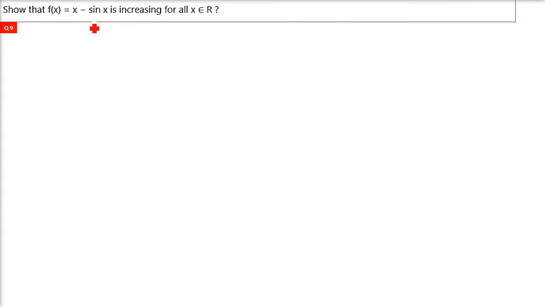Now show that f(x) equals x minus sin x is increasing for all x belongs to R. So we have some trigonometry involved in here. I'll show you two solutions and I'll explain one solution. That is, there will be 3 solutions in all, and the logic will remain the same. What do we have? f(x) is equal to x minus sin x. The first thing we do is the differentiation. f dash x, 1 minus the derivative of sin x, which is cos x. So 1 minus cos x is the differentiation.